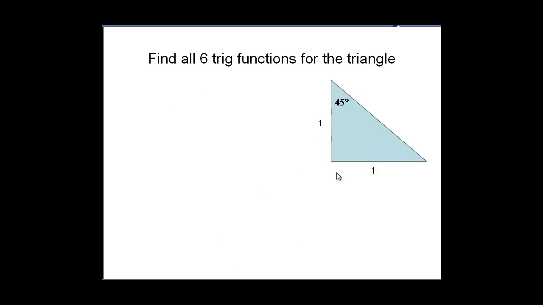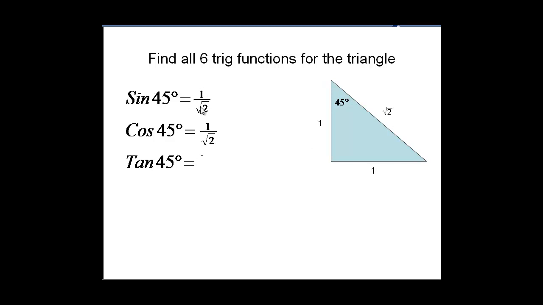Okay, we're looking at 45, 45, 90. If these two sides are 1, the hypotenuse is the square root of 2. If we go through all our trig functions again, sine is opposite over hypotenuse, which is 1 over the square root of 2, or if you rationalize it, square root of 2 over 2. Cosine, same thing. Tangent, opposite over adjacent, which makes 1.